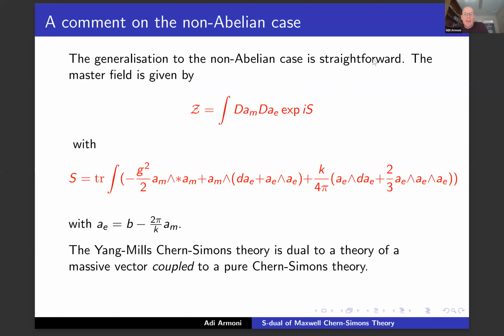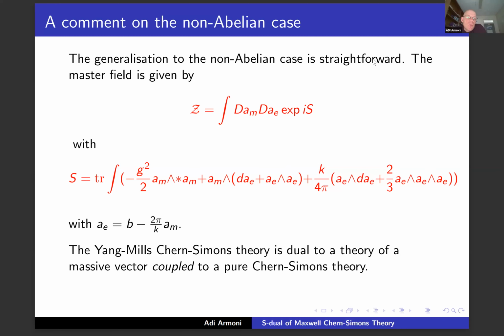And another comment is whether I can generalize it to the non-abelian case. So let me try to construct the master partition function in the non-abelian case. What I want is something that upon integrating AM, I will get the Yang-Mills-Chern-Simons theory. So a level K Yang-Mills-Chern-Simons theory. And then upon integrating AE, I should get the S-dual.